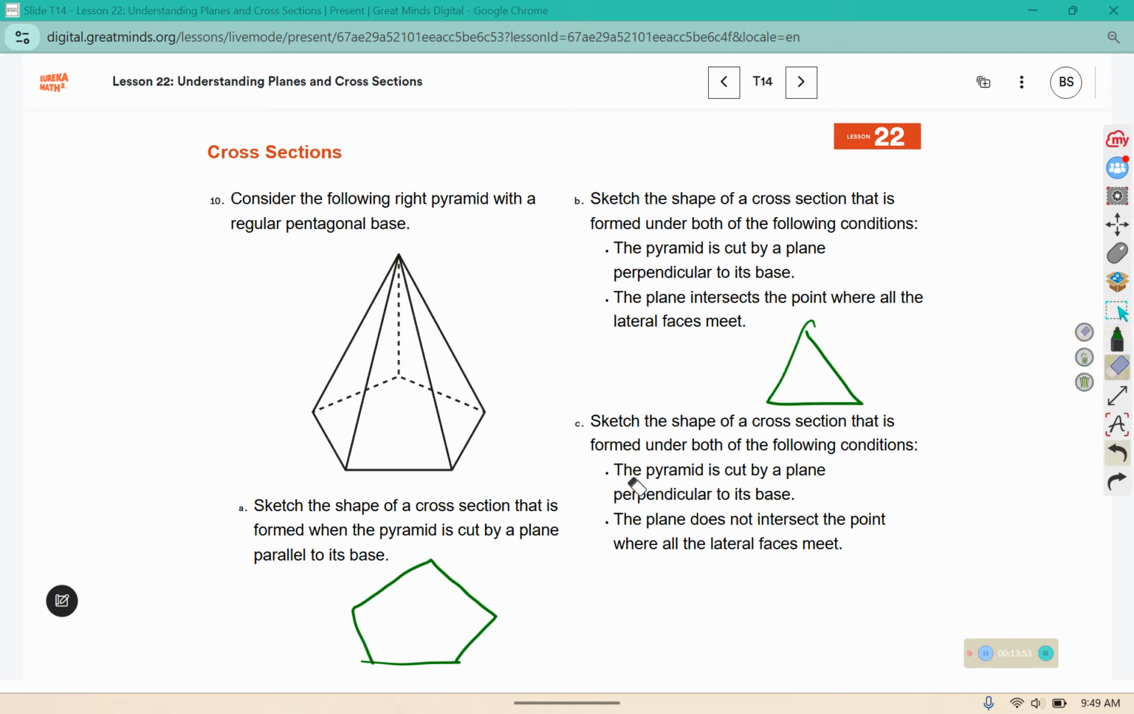Then, perpendicular to the base, but not through. It will create another trapezoid.